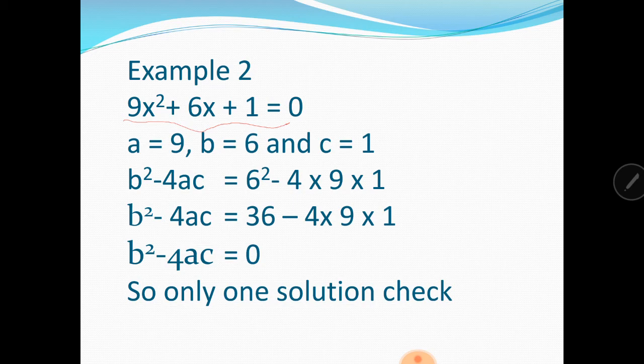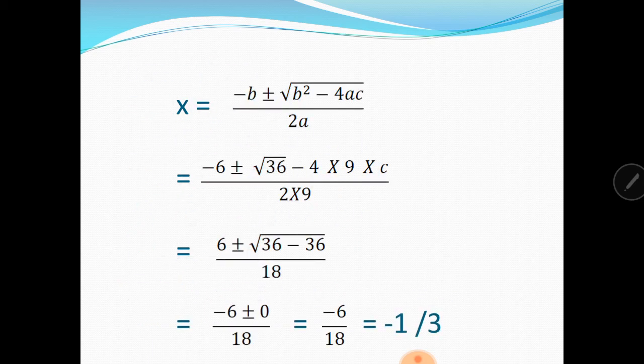You compare with the quadratic equation. So a is 9, b is 6 and c is 1. So b² − 4ac is 6² − 4 times a times c, which is 36 − 36, that is 0. So b² − 4ac is 0. So only one solution is possible. So let's check this. We use the quadratic formula.